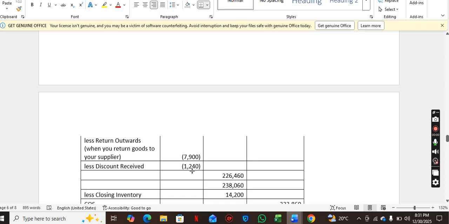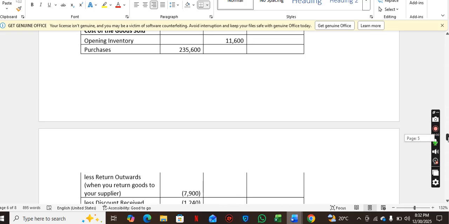The other way you can deal with a discount received is, since it means you've saved money, you can treat it as a form of income and add it to the gross profit after you find it. So there are two ways to deal with discount received. For this video, I'm showing we can deduct it from the purchases expense, because a discount given to you means you're paying less.